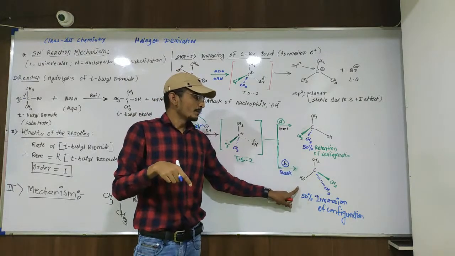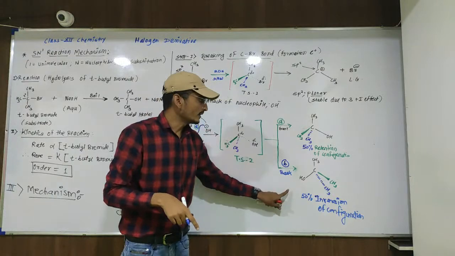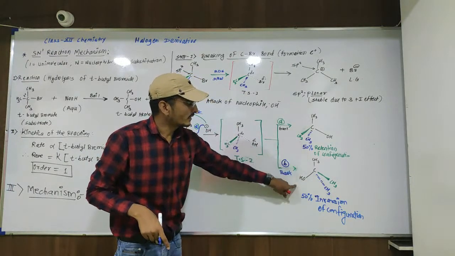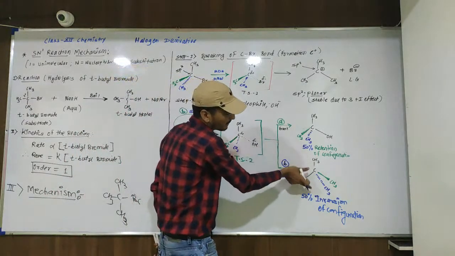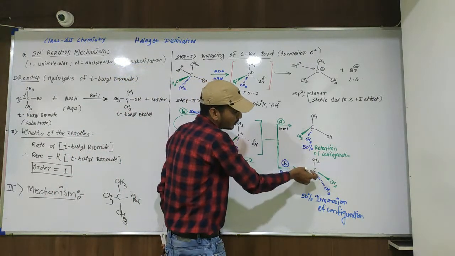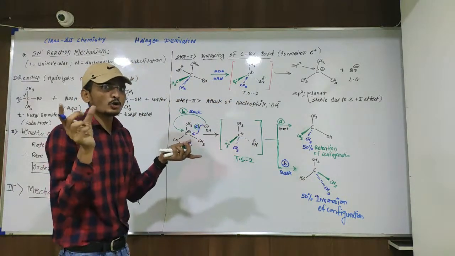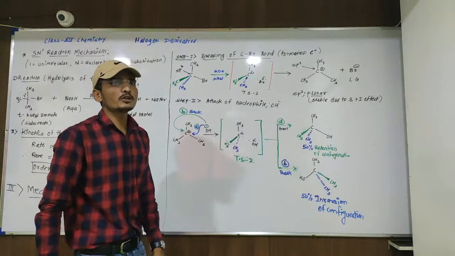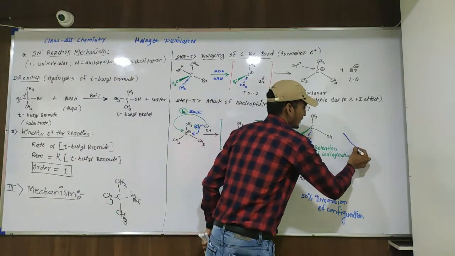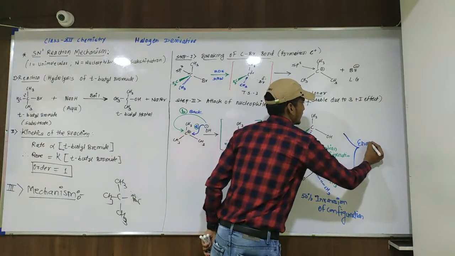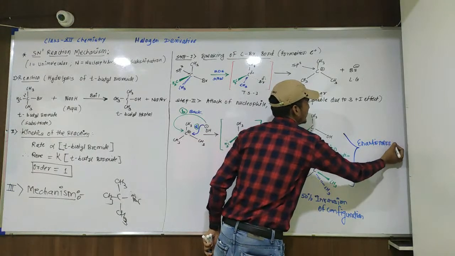So 50% retention of configuration is formed at the same time as 50% inversion of configuration, and those two are nothing but enantiomers of each other. If we look at the configuration of both, they are opposite images, mirror images of each other. They are non-superimposable mirror images of each other. That's why these two are nothing but the enantiomers of each other.